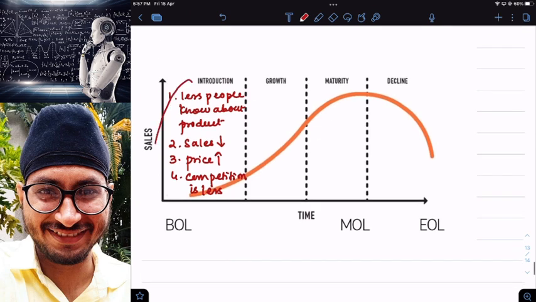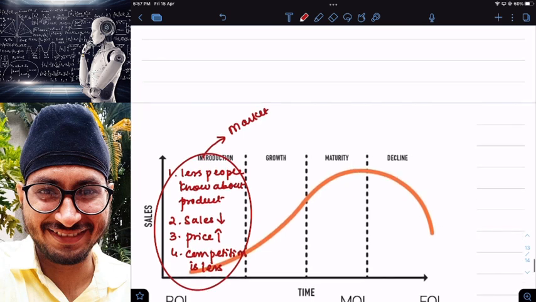Because of all these things, in the introduction stage my market share is very less. Why is it very less, sir? Because people don't know about my product. Market share is very less. Now, for every company and every product, introduction will come, then slowly it will grow, then it will mature, then the product will fall, means sales will fall and the decline stage will come.